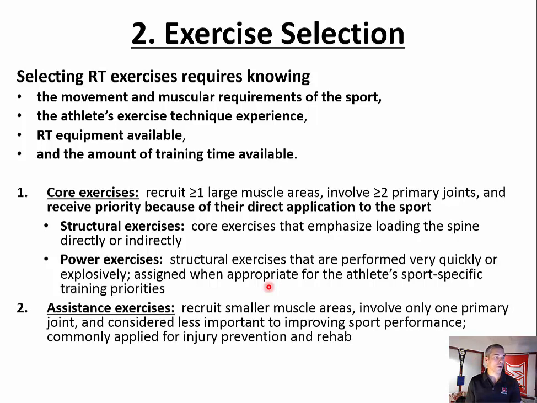Our second major category in terms of resistance exercise selection are the assistance exercises that recruit smaller muscle areas, involve only one primary joint, and are considered less important in terms of improving sports performance. However, these assistance exercises may be more commonly applied in an injury prevention or a rehab type of program. So these exercises include something such as a leg extension or leg curl for the lower body, or the tricep extension or the bicep curl for the upper body.